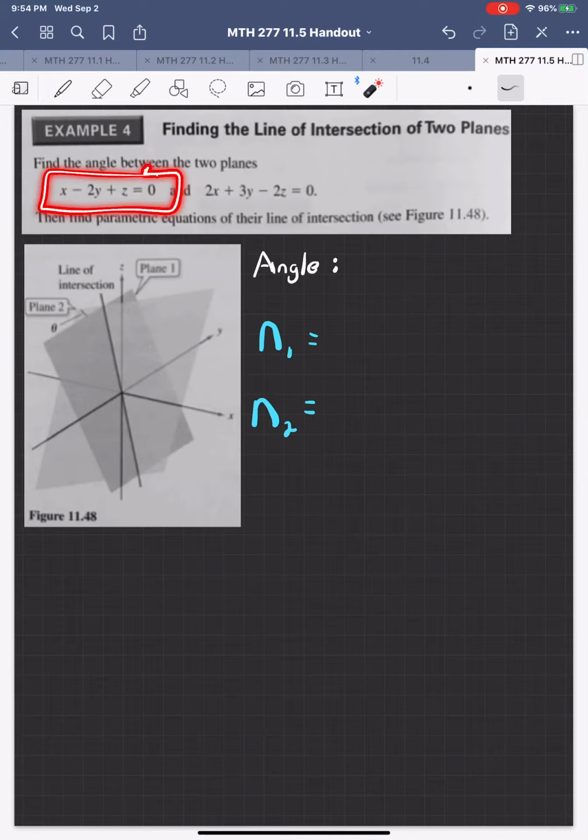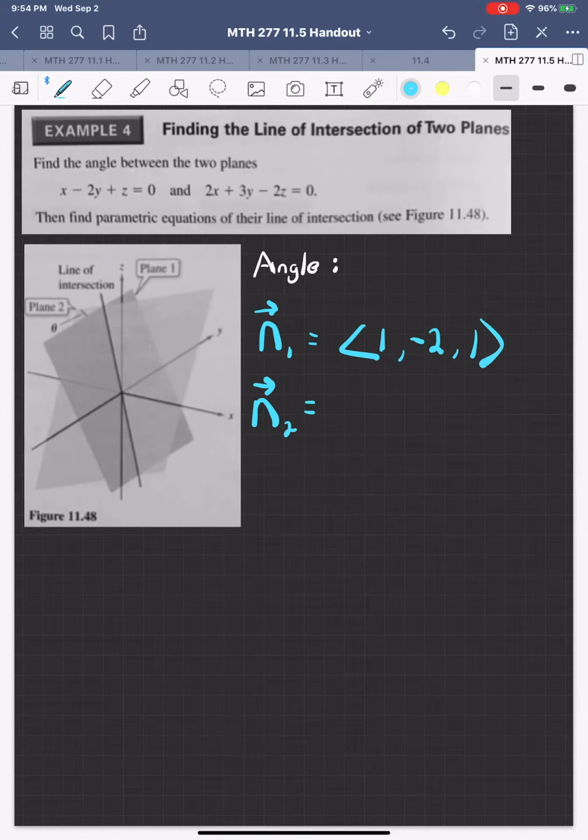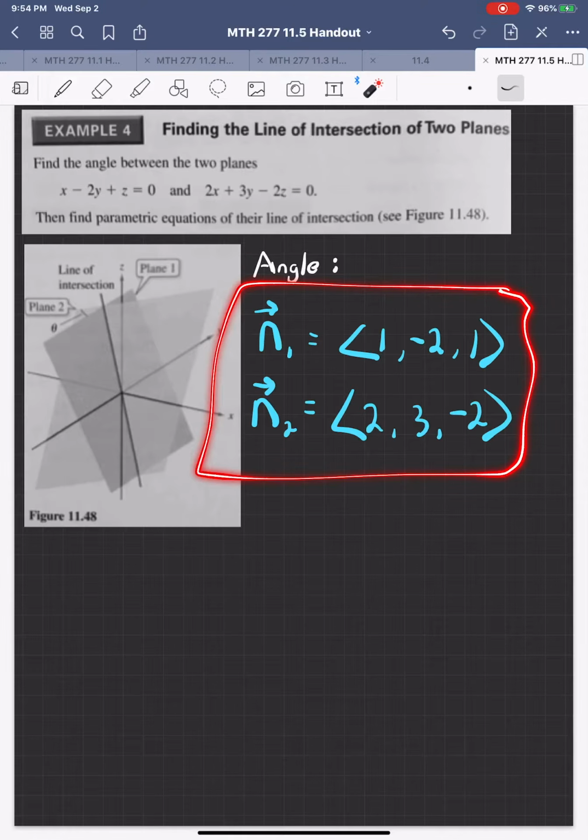Let's start with the first plane. Since it's already in general form, look how quickly I can go right to the normal vectors. I just take the coefficient of each of those variables. That just saves me a lot of time of plotting, taking cross products and so forth. I was instantly able to go to those normal vectors.